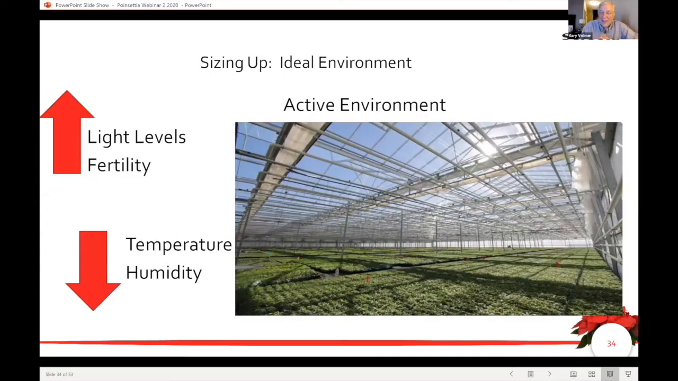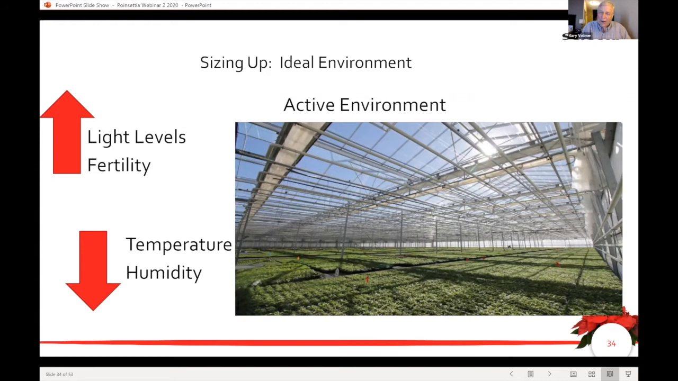Active environment, I think that's the key word here. When we say active environment, what does that mean? We want transpiration. We want stomates open. We want water flowing through the plant into the air and out of the greenhouse. That's what we're after. That's the ideal growing situation.